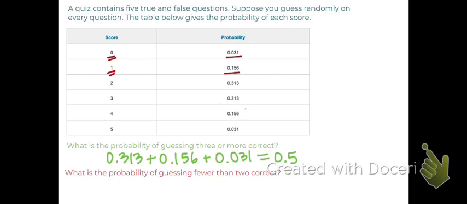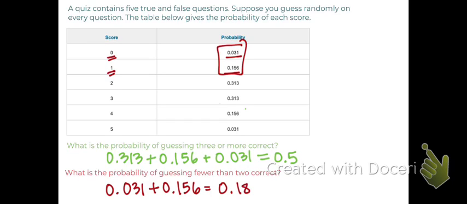Is 2 fewer than 2? No. If it said guessing 2 or fewer correct, then we would include this 2 in this probability. But it's just saying fewer than 2. So we're going to add these two together, and we get 0.187, or 18.7%.